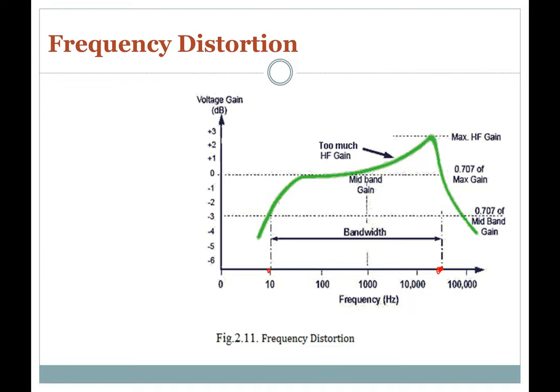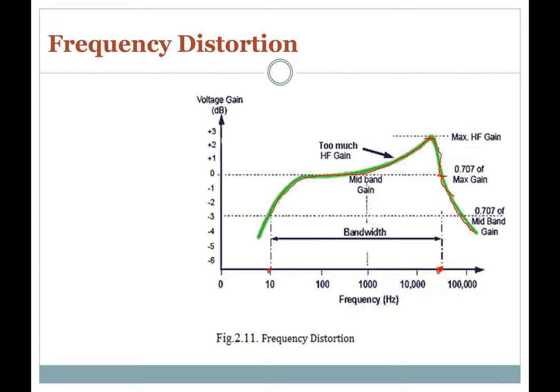Now, when these frequencies are amplified by different amounts, it will result in frequency distortion. The gain over the bandwidth is no longer flat. So you realize that when you start from here, there is too much high frequency gain, maximum gain, and then it comes down to this.